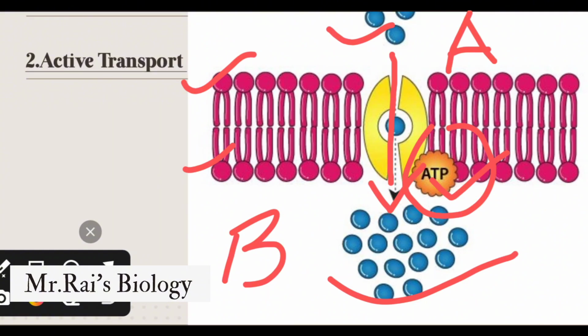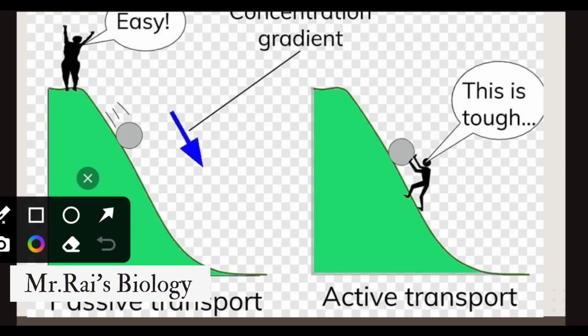That is the difference. Active transport uses energy, passive transport does not use energy. Passive goes from high to low, active goes from low to high.